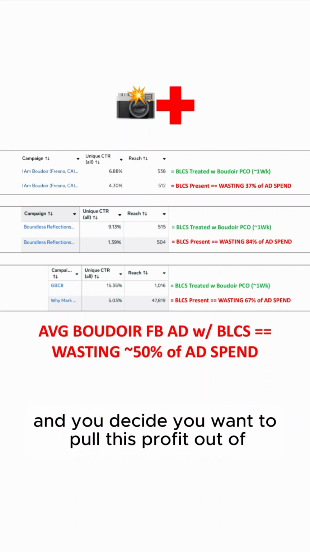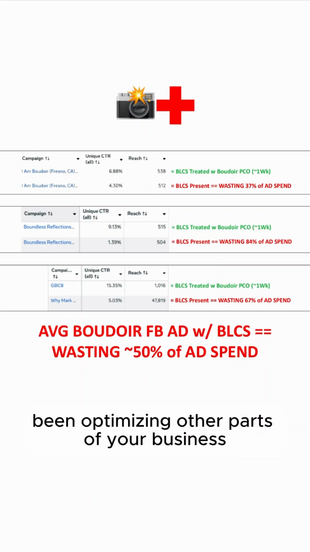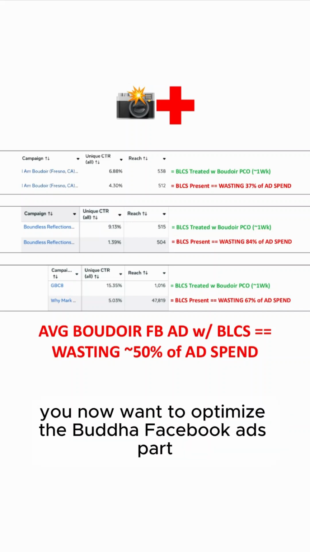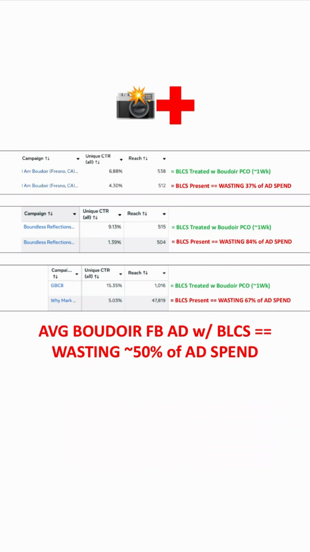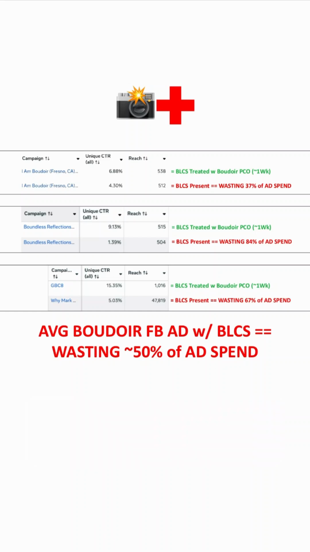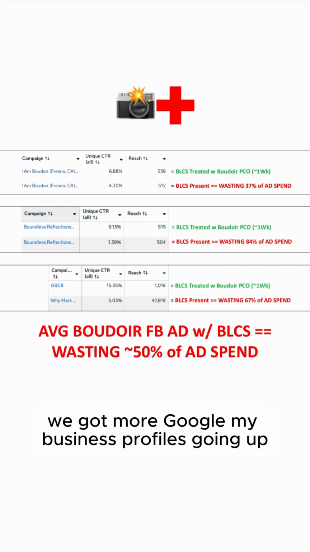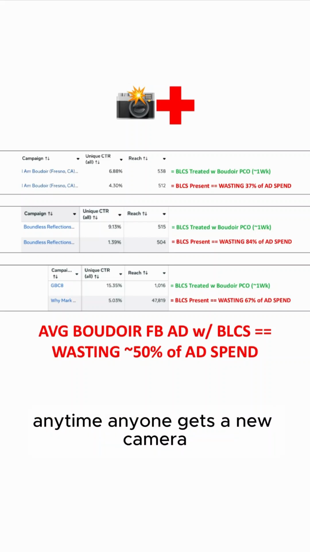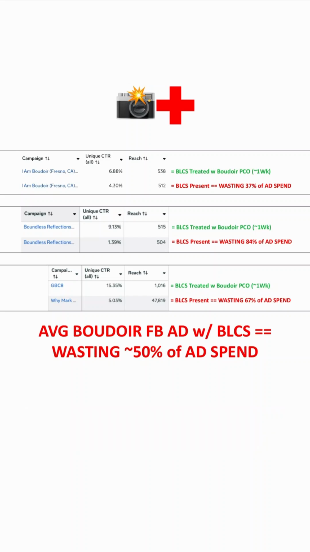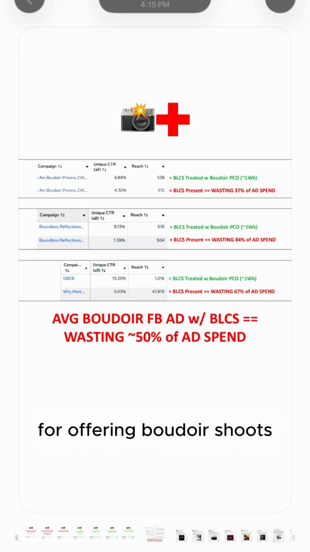And you decide you want to pull this profit out of the Facebook ads part of your business because you've been optimizing other parts of your business. So you now want to optimize the Boudoir Facebook ads part because you see more women coming into the boudoir market every single day. Seems like anytime anyone gets a new iPhone, we got more Google My Business profiles going up. Anytime anyone gets a new camera, we're getting more Facebook posts in the mom groups offering boudoir shoots.